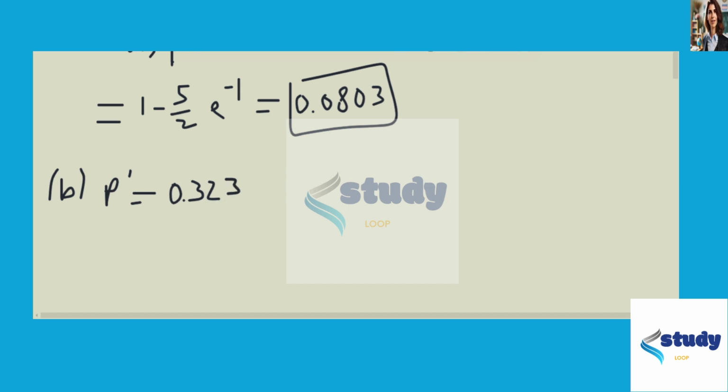So hence the probability that it lies between a over 2 and a is just going to be P prime minus P, which is equal to 0.243. We can box in another solution to the question.